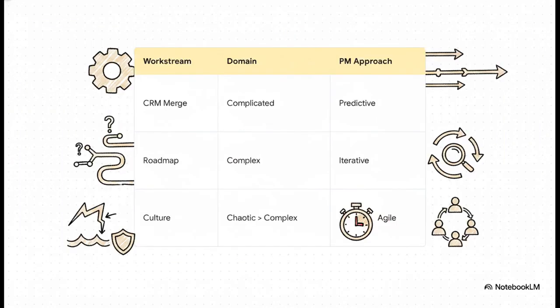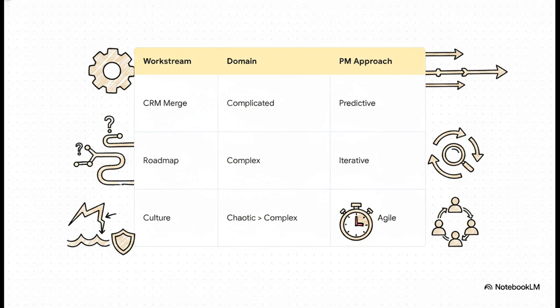And this brilliantly illustrates how one monolithic project fractures into 3 completely different methodologies when you actually apply context. Look at the CRM consolidation. That's complicated. Cause and effect are known by your IT experts. You can absolutely use a traditional, predictive approach with a solid data migration plan and gated approvals. But the product roadmap merge, that is complex. It depends on customer reactions, competitor moves, internal politics. You can't predict that 9 months out. You have to run this as iterative discovery, testing hypotheses every 90 days or so.